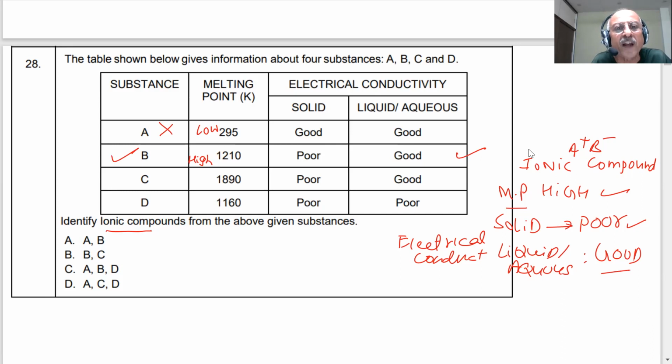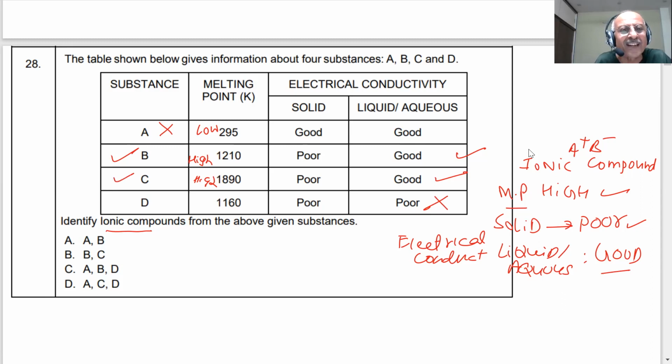What is C? High melting point. Okay, correct. And solid, poor, and you can also see it is good in liquid, so C is also the correct choice, student. In D, the melting point is high, but solid is poor and liquid is also poor, so this becomes wrong. Therefore, the two answers which are correct are B and C.